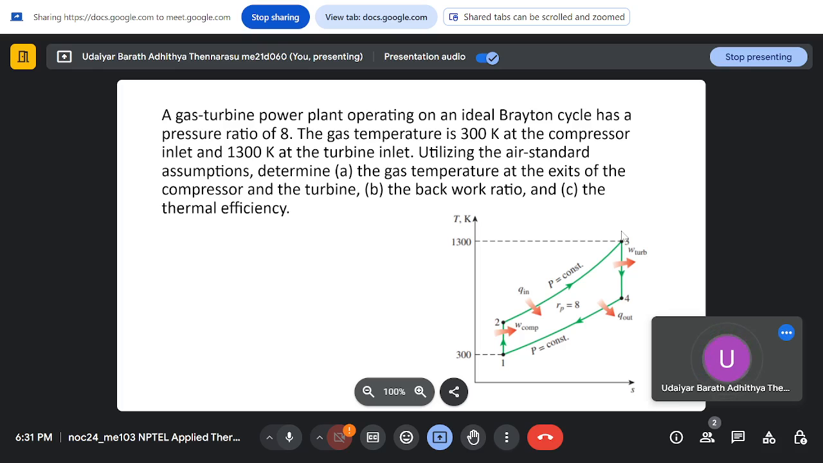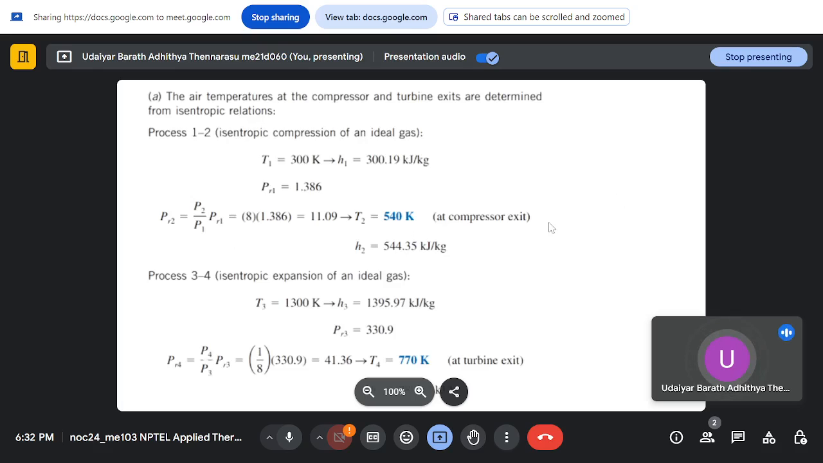What we are asked to find out is the gas temperature at the exit of the turbine and the compressor, which is the temperature at states 2 and 4. So 1 and 3 are known. 1 is the minimum temperature, the inlet to the compressor, which is 300, and 3 is the inlet to the turbine, which is the maximum temperature, 1300. We need to find the other two state points and the back work ratio, which is the ratio of work utilized in the compressor to the turbine work, and the thermal efficiency. We'll see how to solve this one by one.